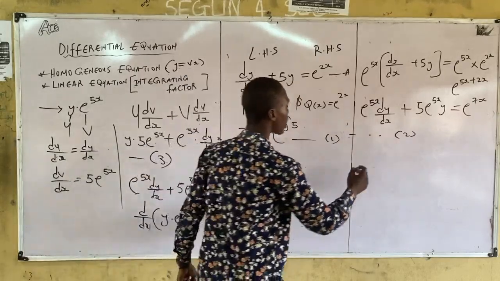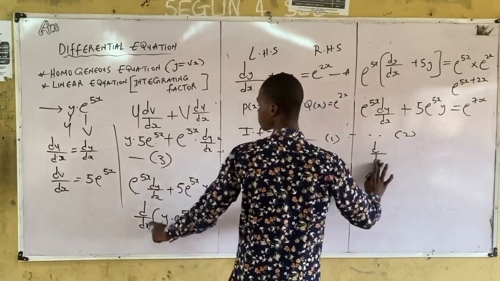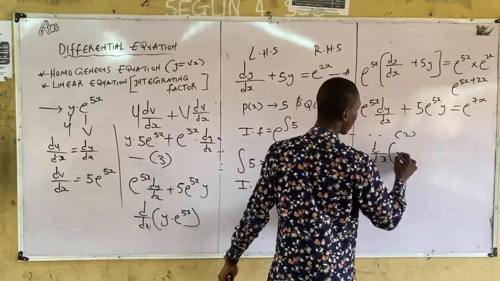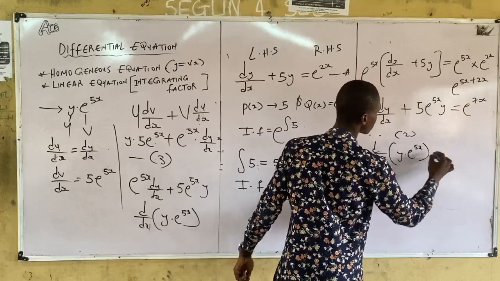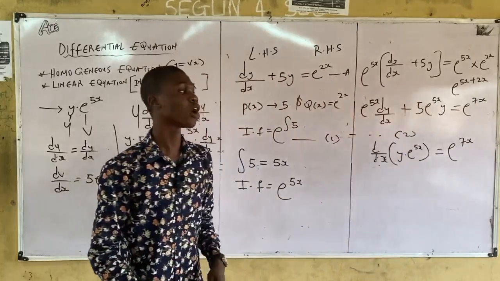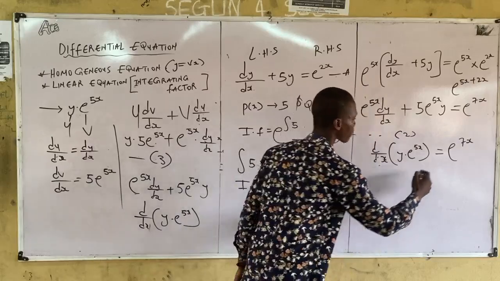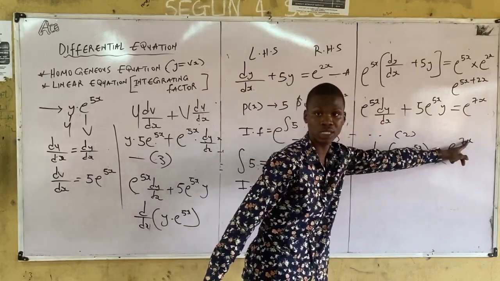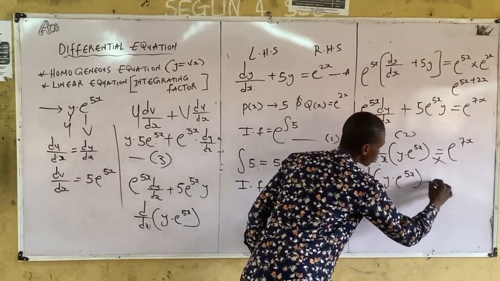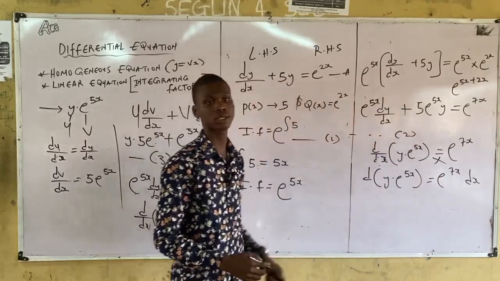Substituting this, we have that the derivative of y times exponential 5x with respect to x is equal to exponential 7x. Don't forget, all this is to get y. From here, cross multiply. By the time we cross multiply, the dx will come to this side. We have d of y exponential 5x equals exponential 7x dx. From here, integrate both sides.